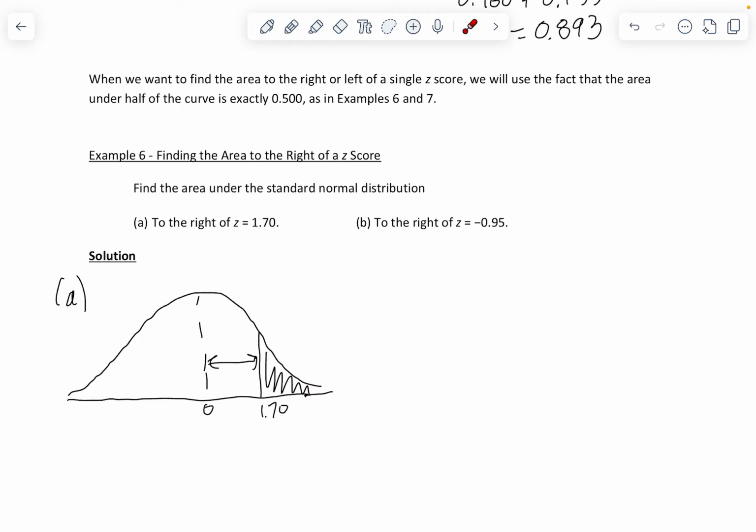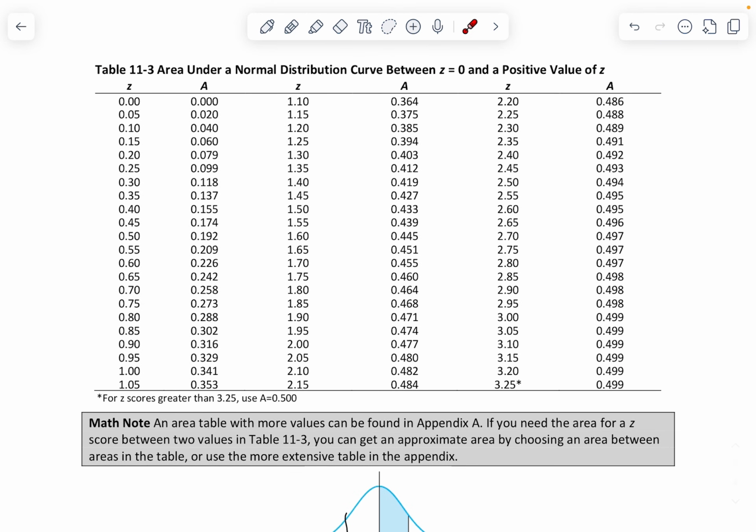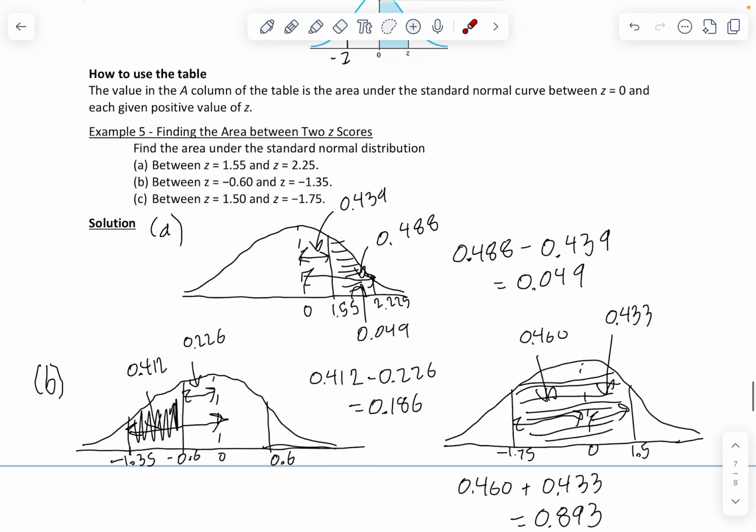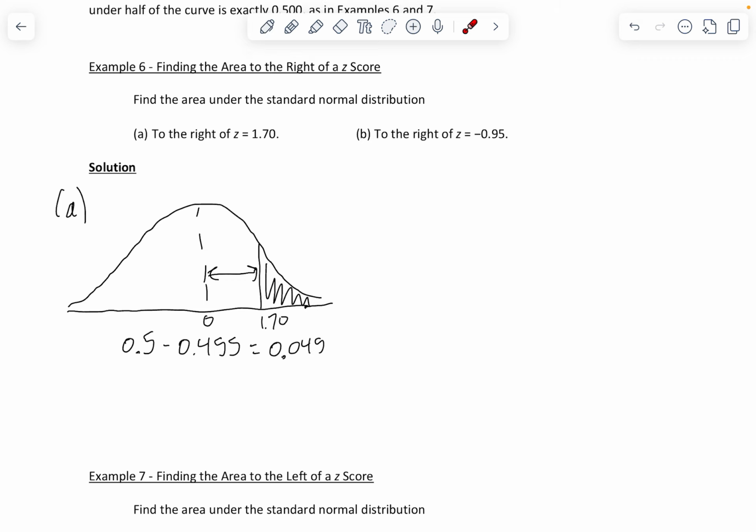My z-score is 1.7. If I go up to the table, there's my area. It is 0.455. So I will subtract 0.455 from 0.5. Okay, so that will be 0.5 minus 0.455 is equal to 0.045. So the shaded area right here represents 0.045.